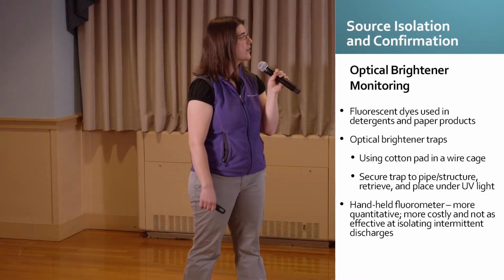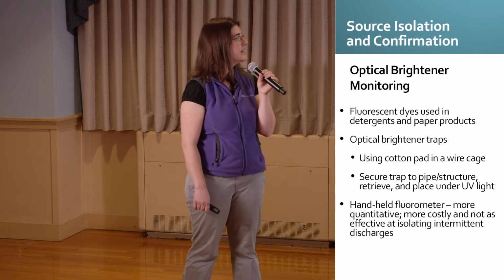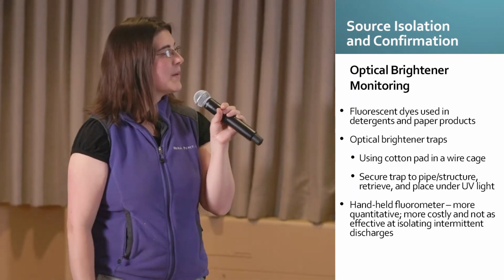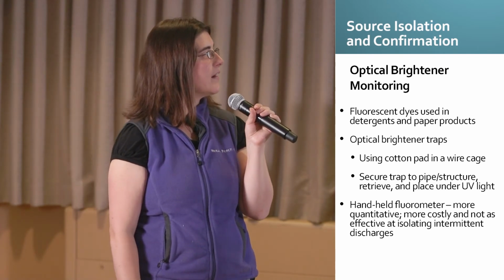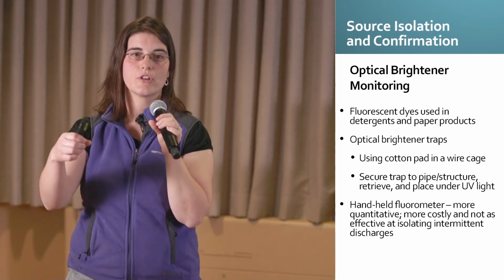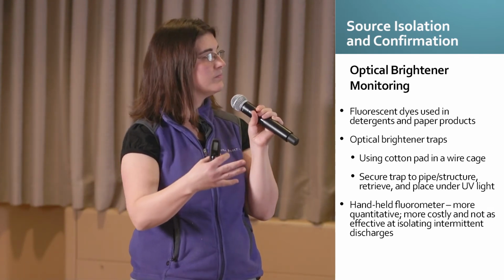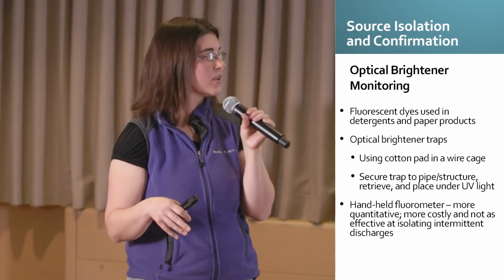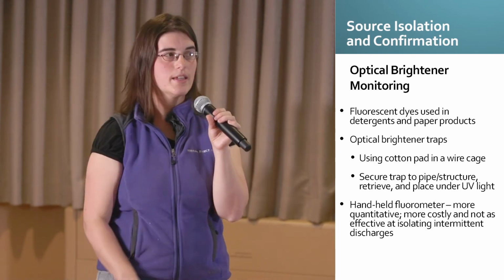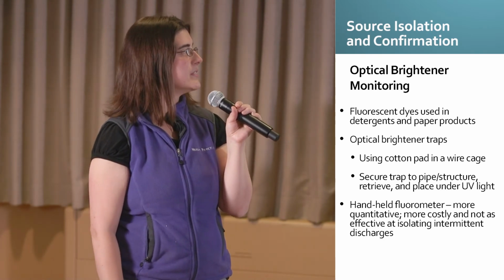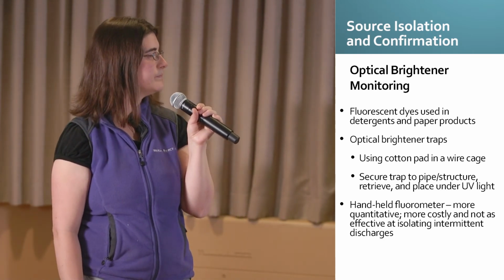So optical brightener monitoring, here you're looking for fluorescent dyes and detergents that could be from laundry detergent. They put optical brighteners in the laundry detergent to make your whites whiter. So you can set up a trap where you take cotton that's wrapped in a wire cage and you hang it, secure it into your structure, and then you wait a while, and then you come back and put the optical brightening trap under a UV light and you look for evidence of optical brighteners. Or you can use a handheld fluorometer, which is more quantitative but also costs more.